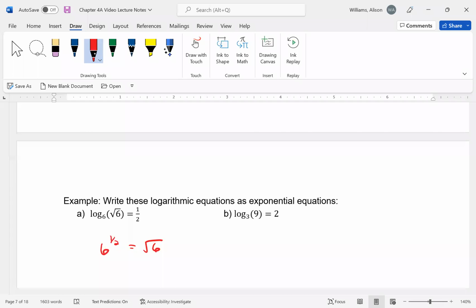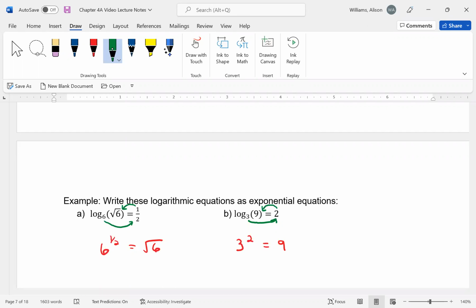Okay, so for the next one, 3 to the 2 equals 9. And switching out of logarithmic form is actually a little bit easier than putting something into logarithmic form. There's like a pattern I follow. I take the base on the logarithm, so it's base 3. I raise it to the 2 and then set it equal to 9. So I follow that pattern. Base 6 raised to the 1/2 equals square root of 6. So it's kind of like a little circular pattern I use when I'm converting a logarithm into exponential form.